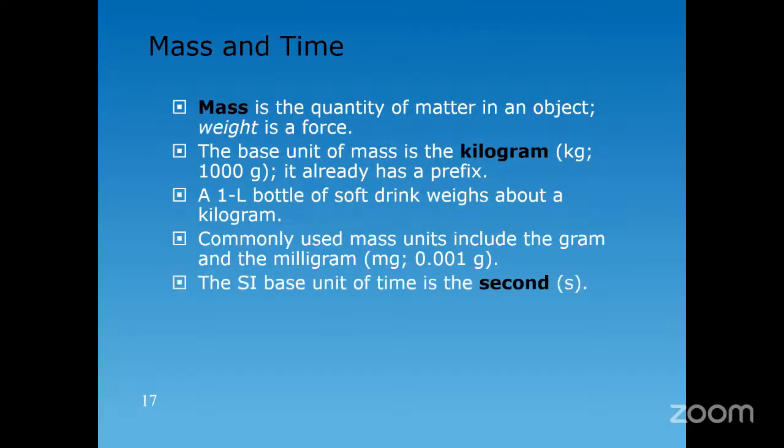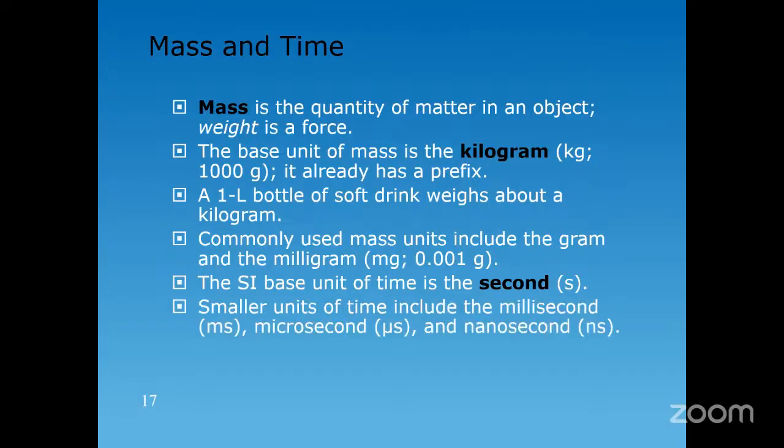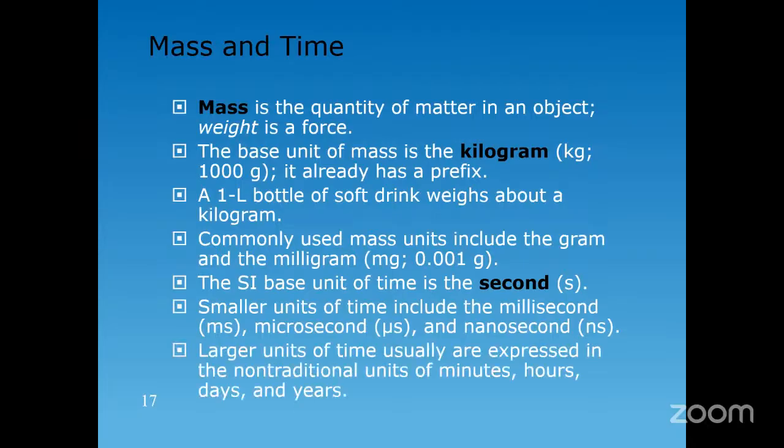Now, as far as time is concerned, the base unit of time is the second. In science, we can use the metric prefixes along with the base unit, such as micro, nano, and milli, all right? However, this is one of the few areas where we don't really stick to the metric system, because in science we often use other units that we're accustomed to: minutes, hours, days, and years, all right?